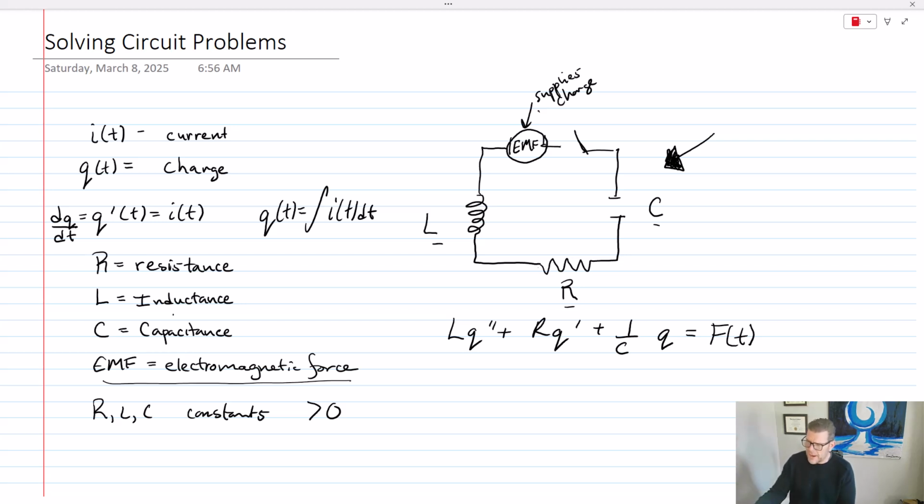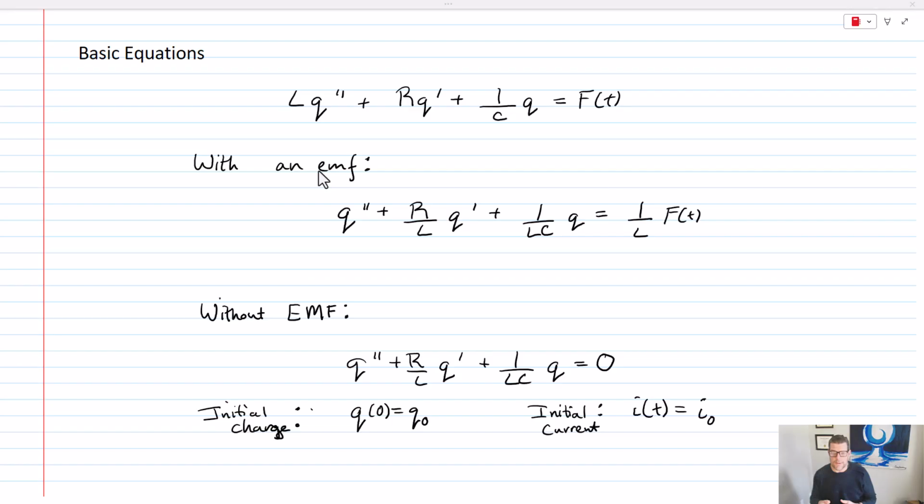On the other hand, if we do have an EMF, then our baseline differential equation is going to be L, our inductance, times Q double prime, plus R, resistance, times Q prime, plus 1 over C times Q, and that's going to equal F of t, which is our EMF. So here are our basic equations: LQ'' + RQ' + (1/C)Q = F(t).